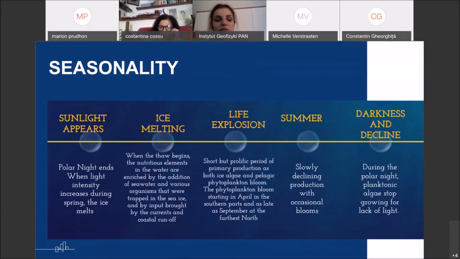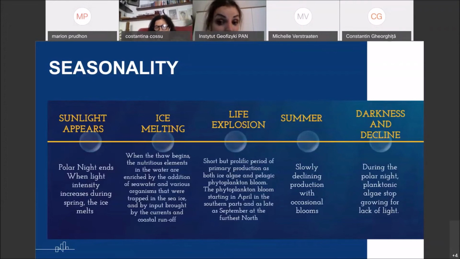The primary production is very, very high. There are both ice algae and phytoplankton. There are lots of blooms, and it starts in April, usually in the southern parts. But in the northern parts, this very short period of spring can begin as late as September in the furthest north. So that means that the actual bloom, the actual productivity period is very, very short. So this is the life explosion. This Arctic spring is like a theater of the most intense primary productivity.